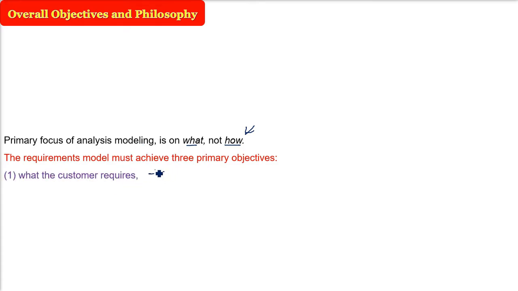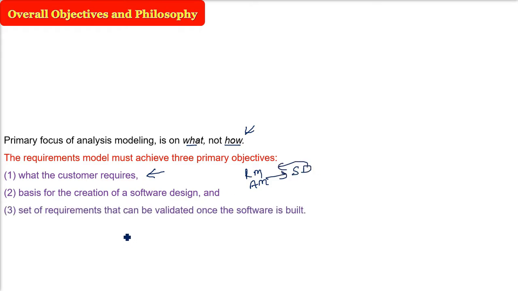Three primary objectives have to be seen. First is what the customers require. And once you make the requirement model, this is the basis for the software design. And once the requirements are ready, these can be validated once the software is created, built and delivered.